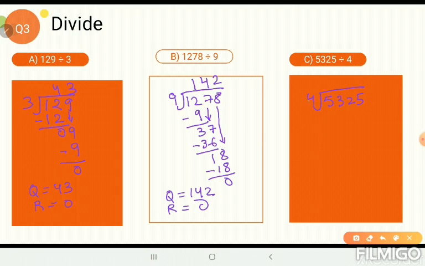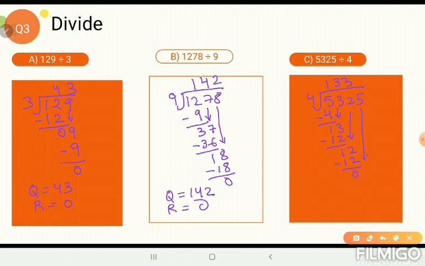So 5. 4 ones are 4. Subtract. 5 minus 4 is 1. Bring down the next number, that is 3. Now 13 I have. 13 or less than 13 is 4 threes are 12. Subtract. 13 minus 12 is 1. Bring down the next number, that is 2. Now I have 12. Now I know 4 threes is 12. Again subtract. 12 minus 12 is 0.